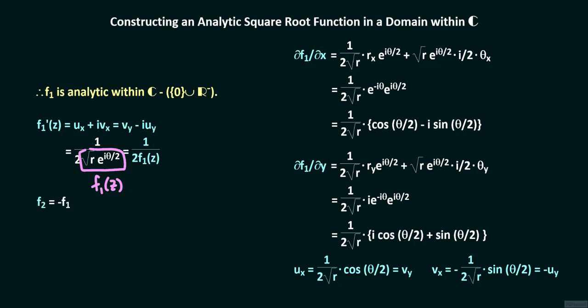F sub 2 equals minus f sub 1, so that f sub 2 prime equals minus f sub 1 prime, which equals minus 1 over 2 times f sub 1. Minus f sub 1 is f sub 2, so that f sub 2 prime equals 1 over 2 times f sub 2.